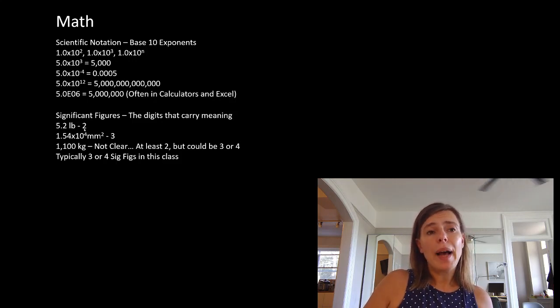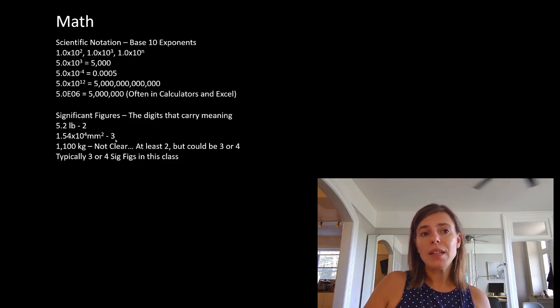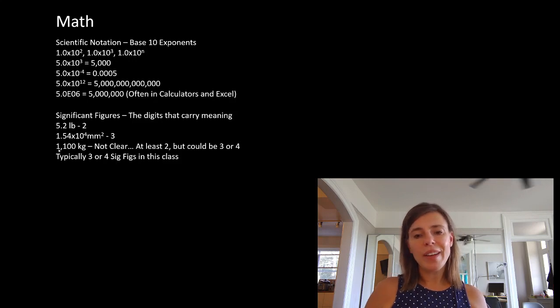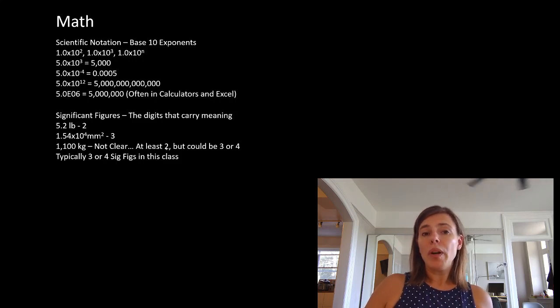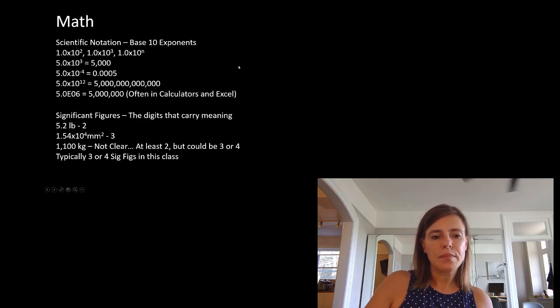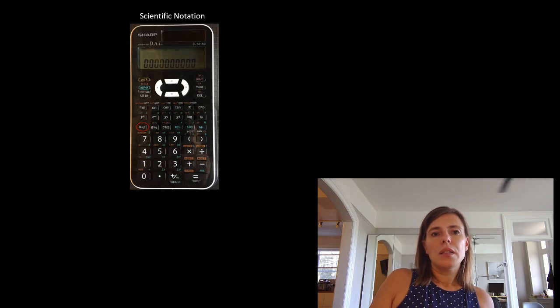So 5.2 pounds has 2 significant figures. 1.54 times 10 to the 4 has 3 significant figures, the 1, the 5, and the 4. 1,100 kilograms, it's not really clear. Are all 4 numbers part of it, or are only the ones part of it? We know it's at least 2, but it could be 3 or 4. Like I said, typically 3 or 4 significant figures is going to be absolutely plenty in this course. To put your number to the power of 10, there's your exponent button right there.